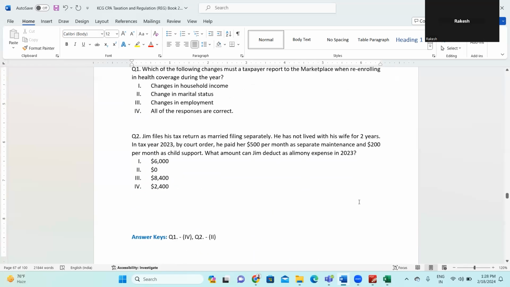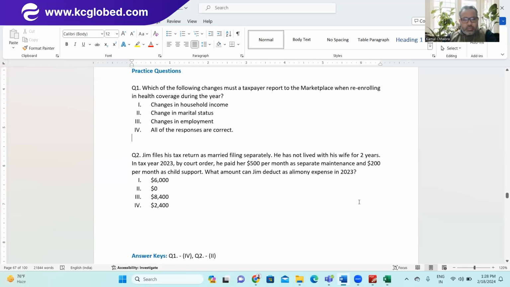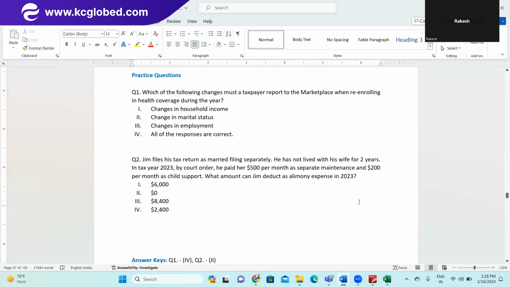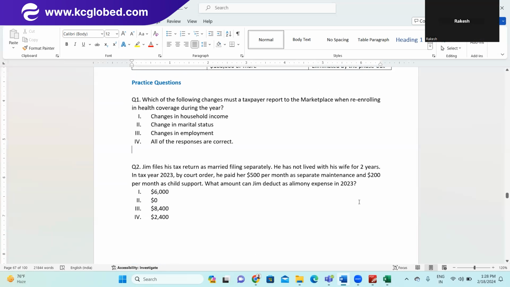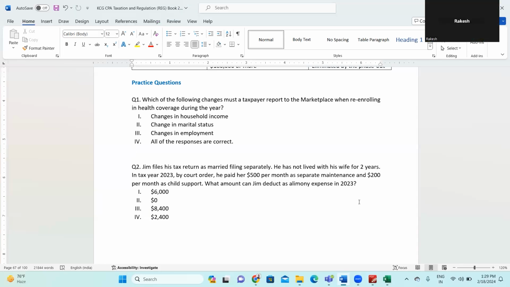Excuse me, sir. In this question, it is not mentioned that he got divorced. The question says the court order provides maintenance for his spouse as well as child support. The question is not saying that he got a divorce decree. Maybe he is staying separately but is not providing support to his spouse and child. Very good point. Alimony is not applicable here itself.